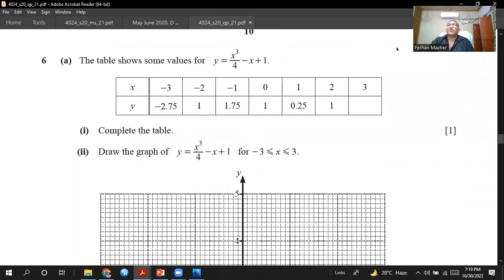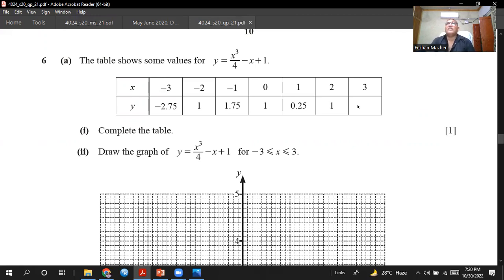Okay, now we are going to the next question, question number 6. The table shows some values for y equals x cubed divided by 4 minus x plus 1. This is the equation given, and the table is almost filled. Only the last number is not given. So what we will do is put that equation in, substitute 3 in the place of x, and find out the value of y.